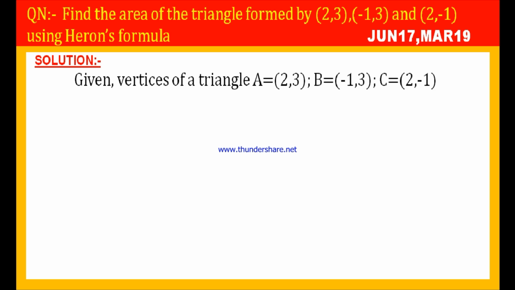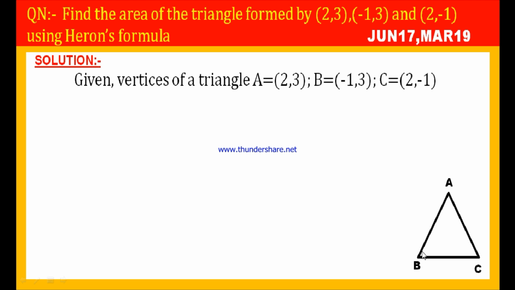Here let us write the triangle vertices first. Given the vertices of the triangle, A is equal to (2, 3), B is equal to (-1, 3) and C is equal to (2, -1). Here is the triangle ABC. Now in order to find out this area, first of all let us find the lengths of the sides. Let us find the length of AB, the length of BC and the length of CA also.